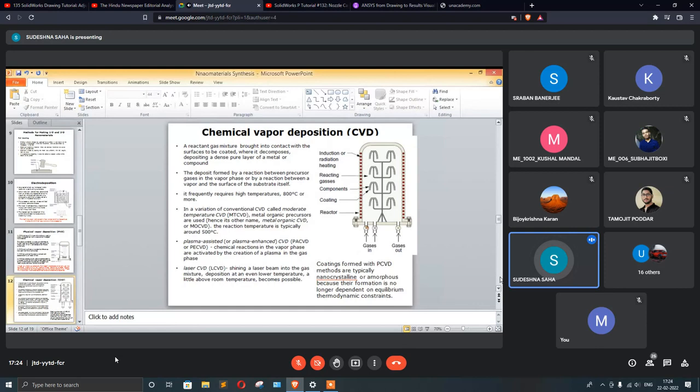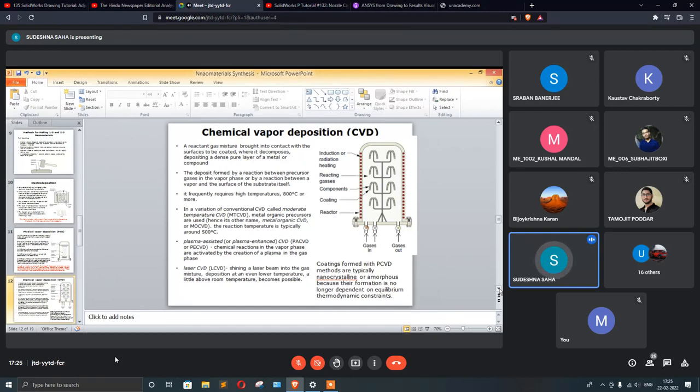So the coatings that are formed with PCVD methods are typically nanocrystalline or amorphous because their formation is no longer dependent on the equilibrium thermodynamic constraints. Okay, so that is why these chemical vapor depositions are very important in order to create certain nanocrystalline coatings. But again, this chemical vapor deposition is a very energy intensive and very expensive technique.